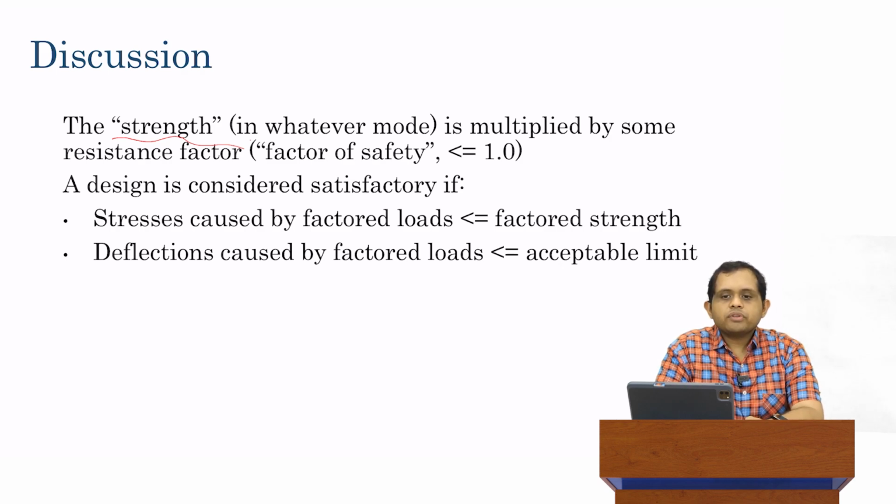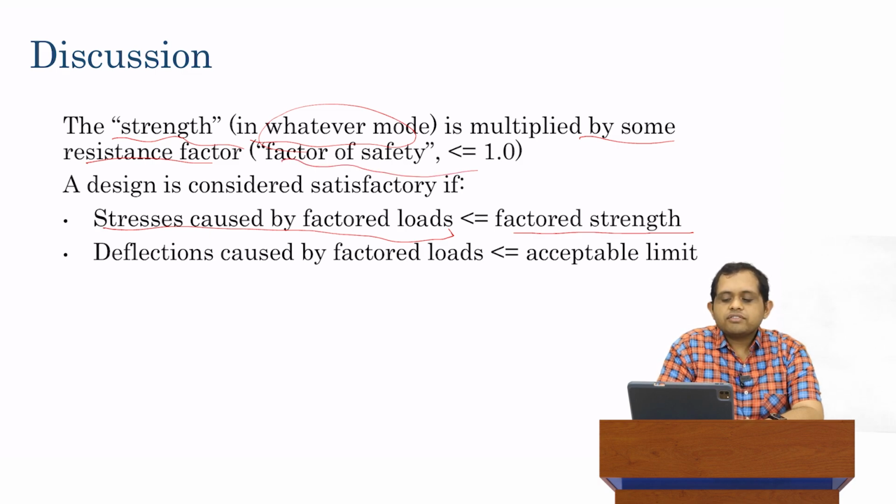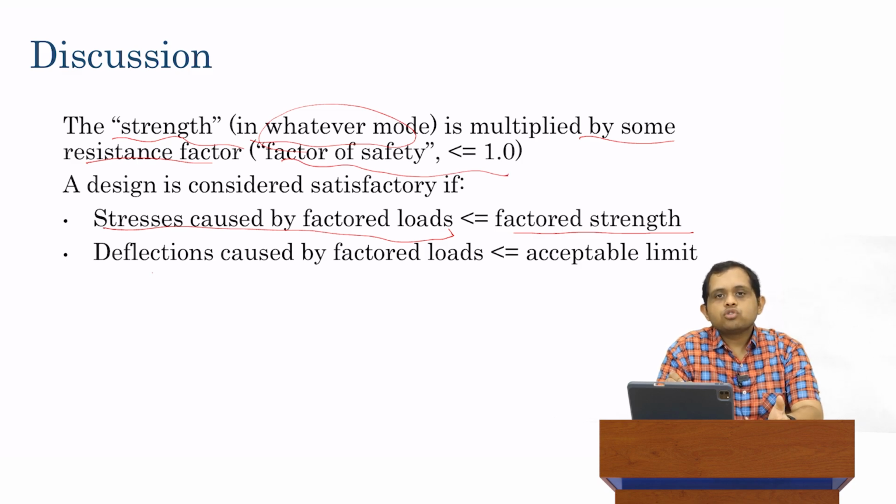So we say the strength in whatever mode. For example, if it's a beam, then we're talking about flexural strength. If it's a column, we may be talking about compressive strength, etc. But the strength is also multiplied by some resistance factor. So the stresses caused by the factored load have to be resisted by some factored strength. The strength multiplied by the resistance factor is what we may call the factored strength. Generally, the resistance factor, the factor of safety for the strength, is less than 1. So we increase our load to be more conservative, and we decrease our resistance also to be more conservative. So LRFD is a conservative form of design.